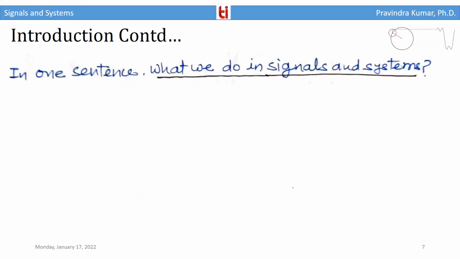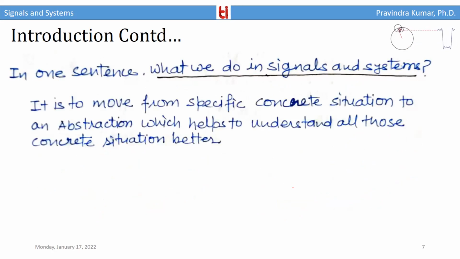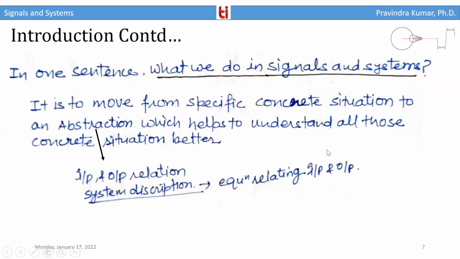So in one sentence, what we do in signals and systems is move from a specific concrete situation to an abstraction, which helps us understand all these concrete situations better. Whether the mass is pulled by a force, or water flows through several pipes and a storage tank, or an electrical network comprises inductor, resistance, and capacitance, we have a certain kind of input and output. And the beauty of this abstraction, the input-output relation, is that by looking at the input and system behavior, from the properties of the system, it is intuitive what the output will be, without doing any harmful or expensive experiment.